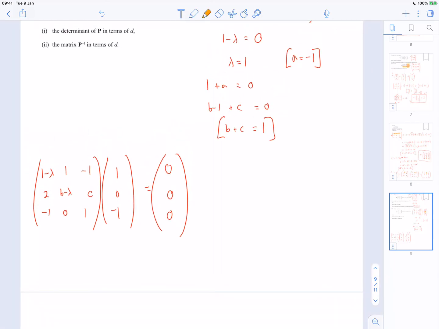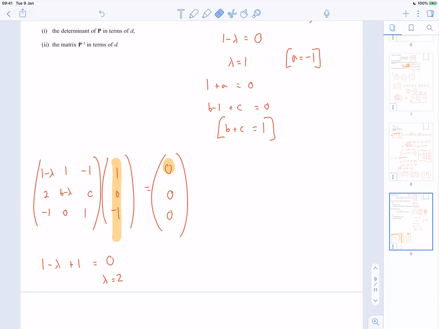So now I can do top row, top column to get the first item to work out what the lambda is. So 1 times 1 minus lambda is 1 minus lambda. 1 times 0 is nothing. Minus 1 times minus 1 is plus 1. That equals 0. So it looks like here lambda actually equals 2.